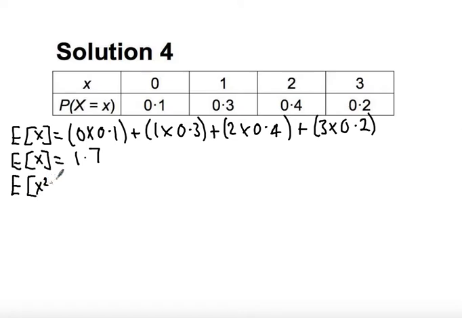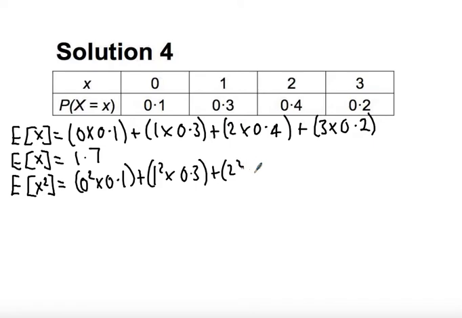Now for the variance, I need the expectation of x squared. So we're writing out almost identical to what we've done above, except this time all my x values are squared, so 0 squared times 0.1, 1 squared times 0.3, plus 2 squared times 0.4, plus 3 squared times 0.2.